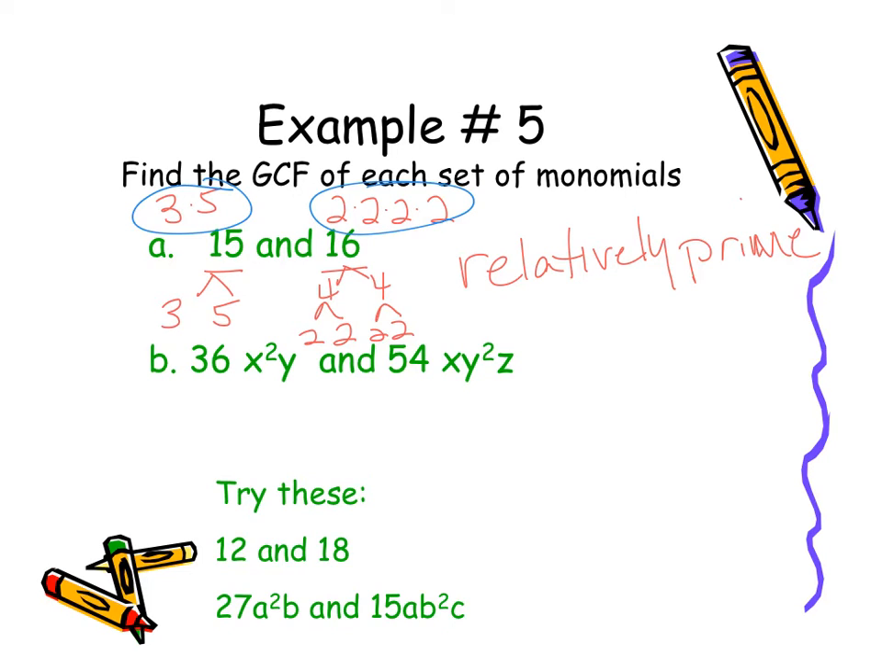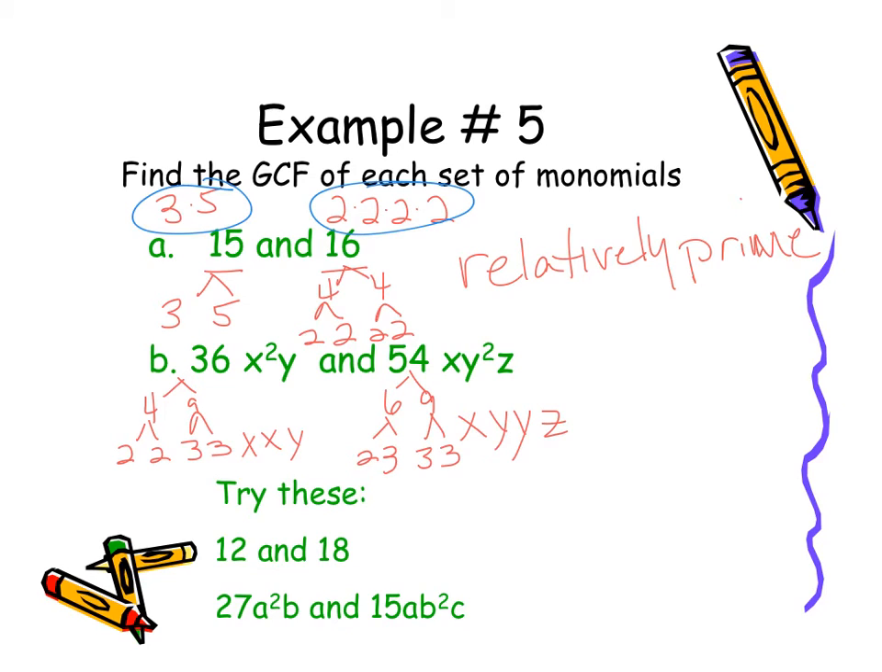Alright, let's look at my next 2, and we'll do my factor trees. I'm going to start out with 4 times 9. It's 36. 4 factors into 2 times 2, and 9, 3 times 3. Then I have an x, and a y. Alright, 54. That is 6 times 9. And 6 factors into 2 times 3, and 9 is 3 and 3 again. And I have an x, and I have 2 y's, and I have a z. Alright, so looking for my GCF.